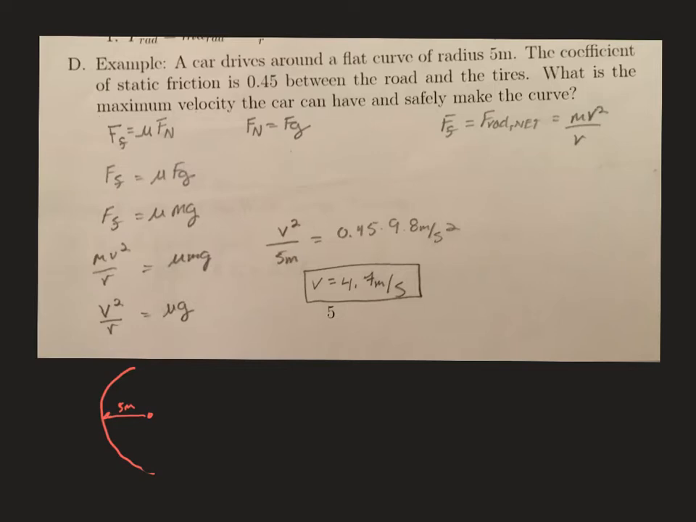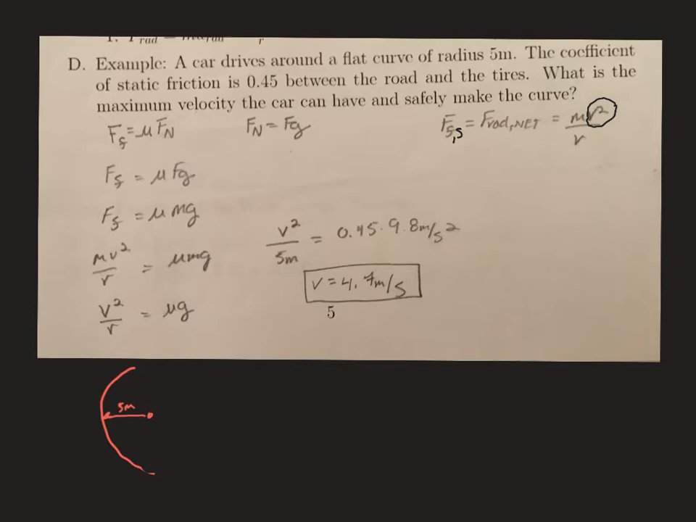So as soon as we see a coefficient of static friction, it's a pretty good bet that we need to sum forces here. And we want to know the maximum velocity the car can have and safely make the curve. So we want the scenario where the maximum force of static friction is equal to the net force. We don't want the net force to be too large due to the velocity squared, so that it overcomes the maximum force due to static friction. Then you end up in the kinetic friction range and now you're sliding.